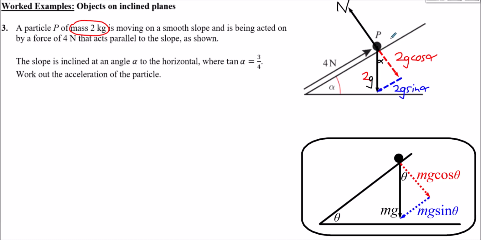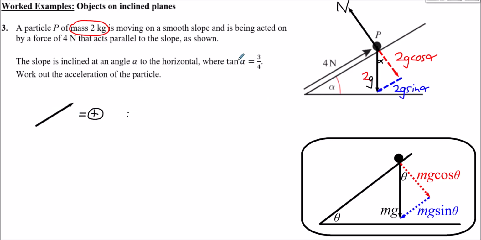So my inclination here is to pick a positive direction. So I'm going to take going up the slope as being the positive direction. You could take going down to be positive. It really is up to you, as long as you're consistent with the labelling. So up as positive.